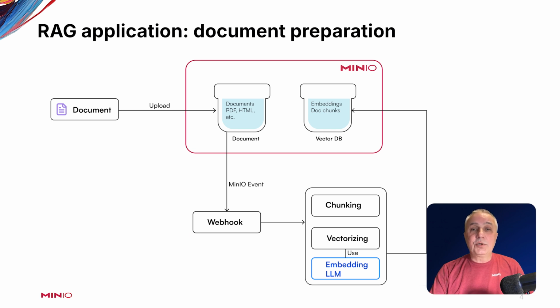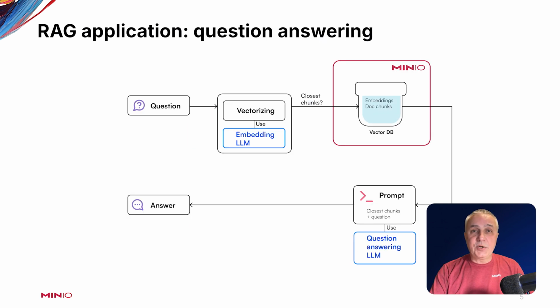We usually call it chunking. And then it will vectorize those chunks using the embedding LLM. And then those vectors, together with the chunks, together with the fragments of our documents, will be uploaded to the vector database. And this vector database is also stored in the object storage. In our case, we use LanceDB, and you will see this in the example. This is the first step of the RAG application.